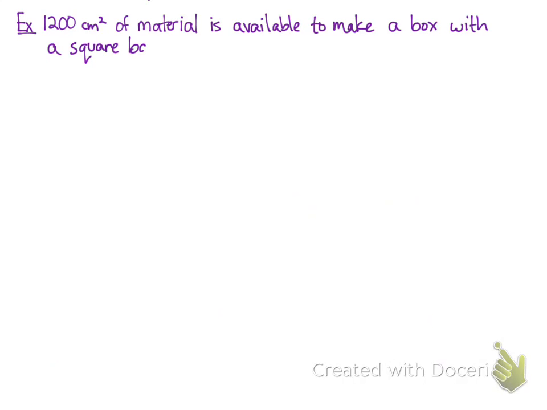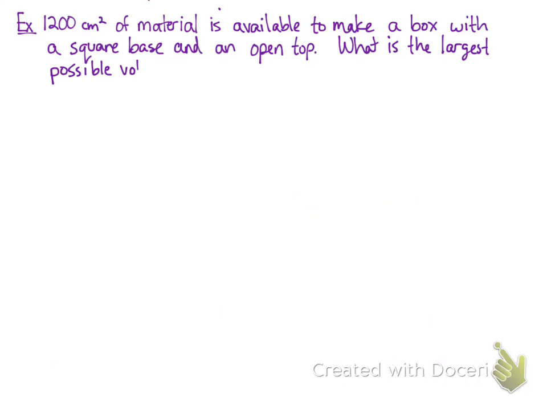Okay, so here's an example. I have 1,200 square centimeters of material, and I need to make a box with a square base and an open top. What can I do to make the largest possible volume for the box? So I have a certain amount of material, I want to make a box, square base, open top, and I want the box to hold as much stuff as possible, largest volume possible.